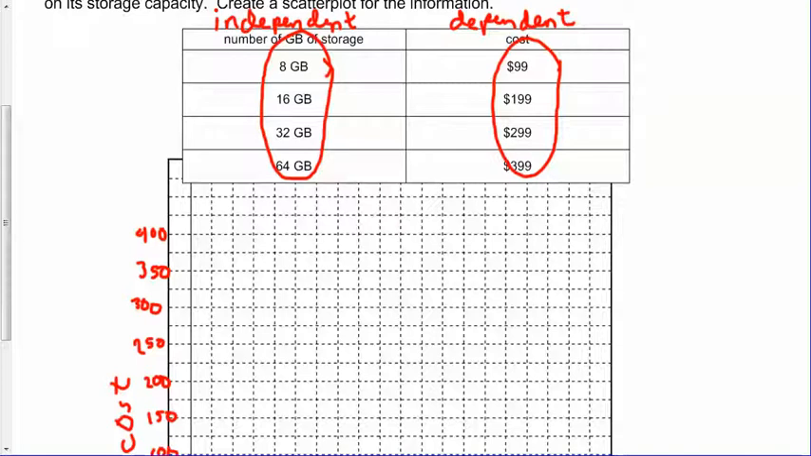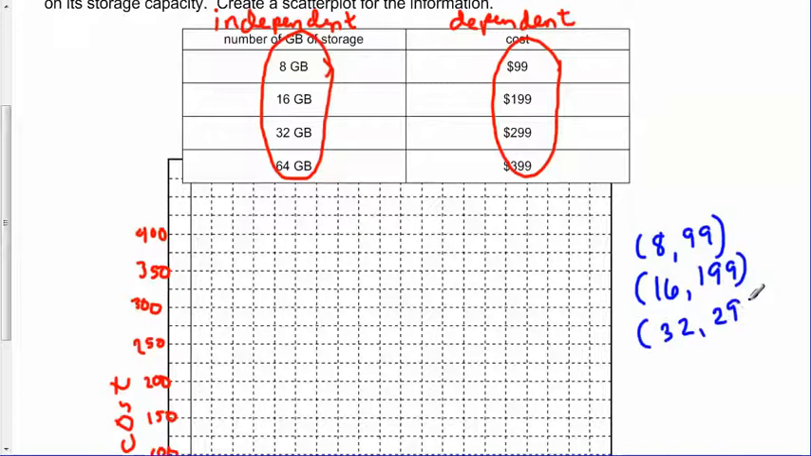The ordered pairs that we're going to need to graph are, first, (8, 99). If it had 8 gigabytes of storage, it would have cost $99. If we went up to 16 gigabytes of storage, it was $199. And then we also had 32 at $299. And then finally for 64, we were up to $399. So let's take a look at how those points are going to look on a graph.